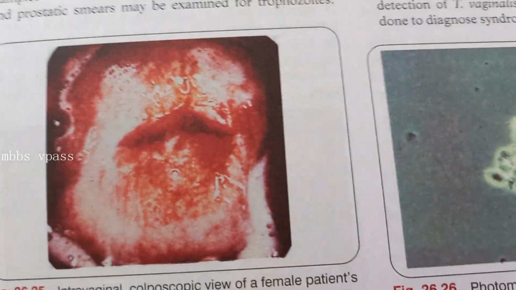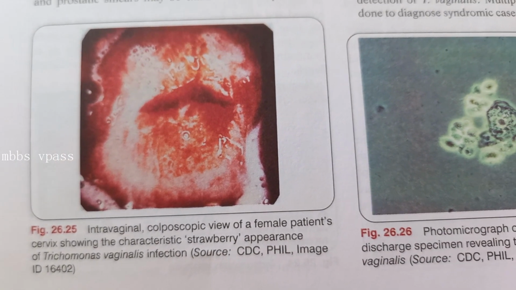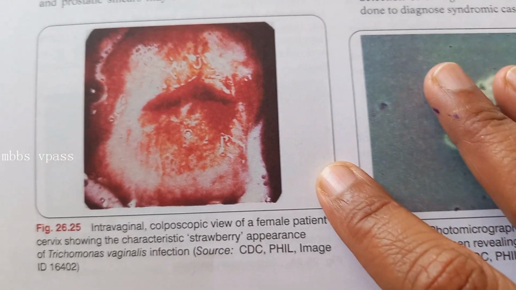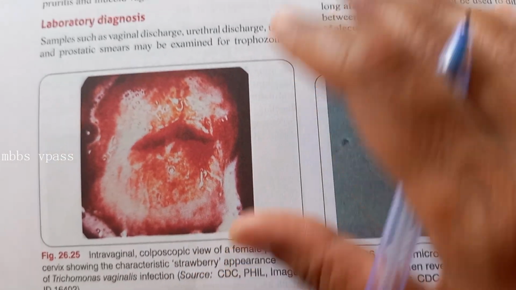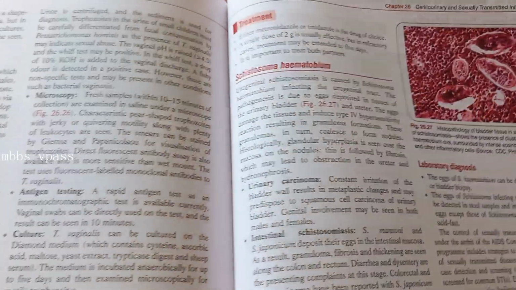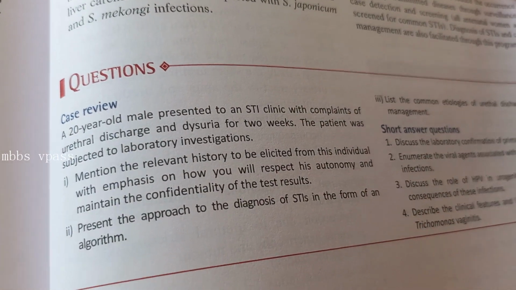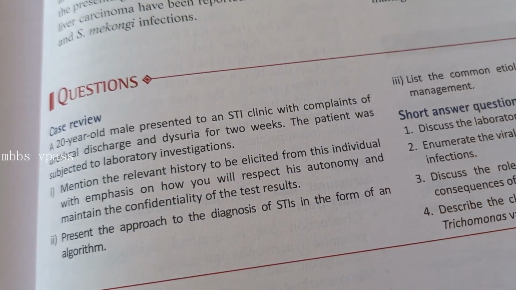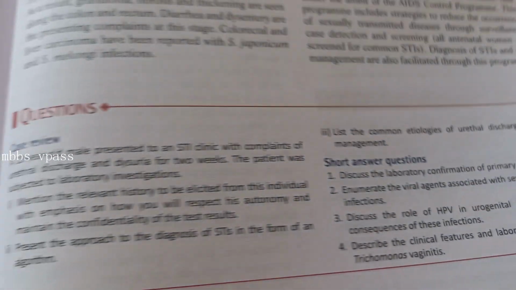So what is this diagram here? Intravaginal colposcopic view of female patient cervix showing the characteristic strawberry appearance of Trichomonas vaginalis infection. Wait, then we are talking about parasites here. Okay, then there's a case review also here, which is nice, right? What are the answers to this? They did not mention the answers to this case study. Okay.